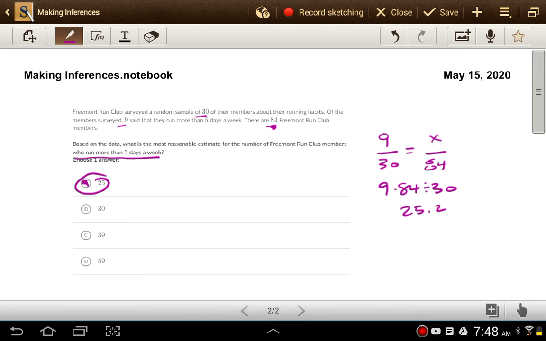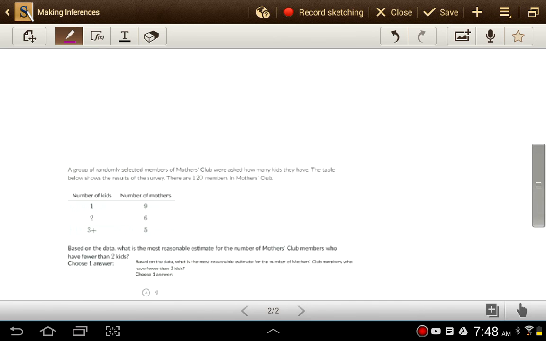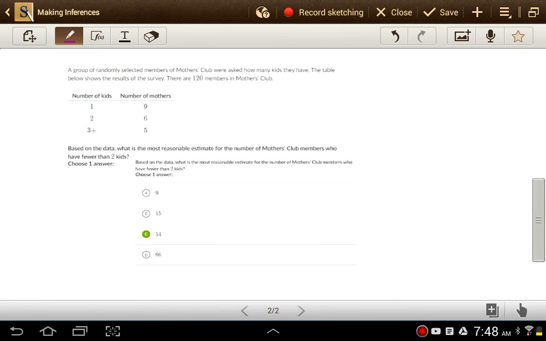Okay, and then in my last example, here we want to know, and you can already see that the answer is going to be C, 54 here, but let's verify our answer. Okay, we want fewer than 2 kids here. So I'm going to first take out how many are fewer than 2 kids. Add up these 3 categories to tell me that that's 9 out of 20 have fewer than 2 kids. And the total number of people in the mother's club is 120.